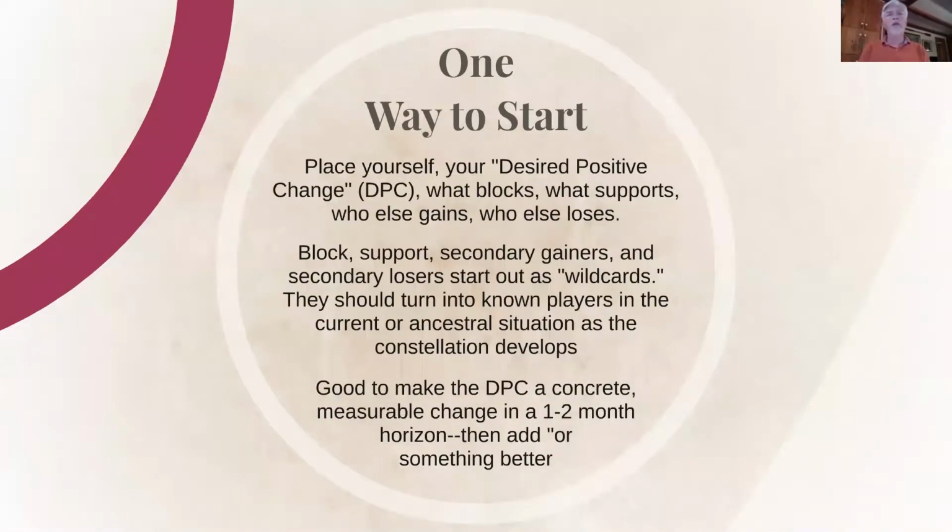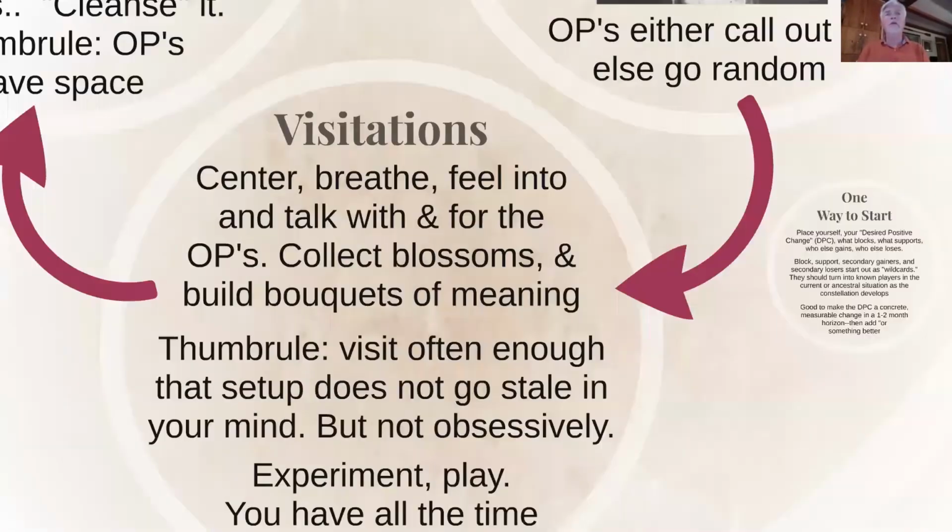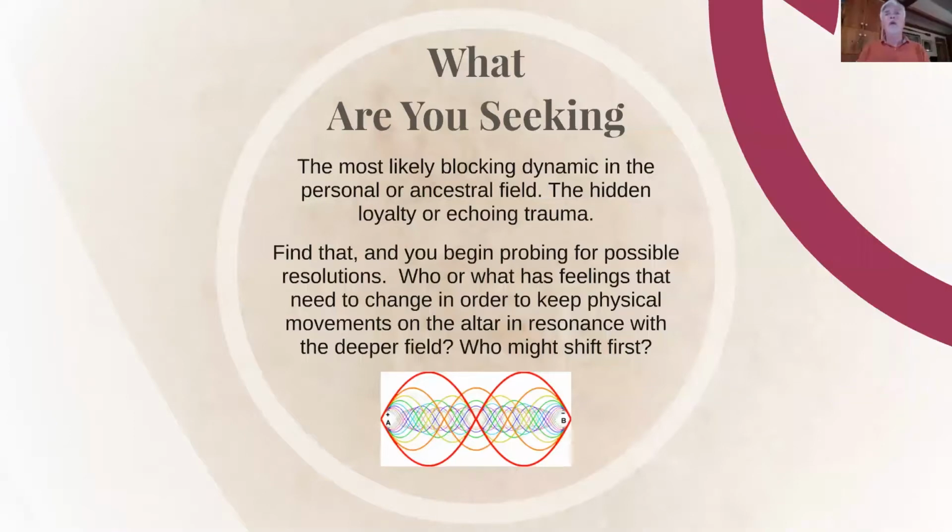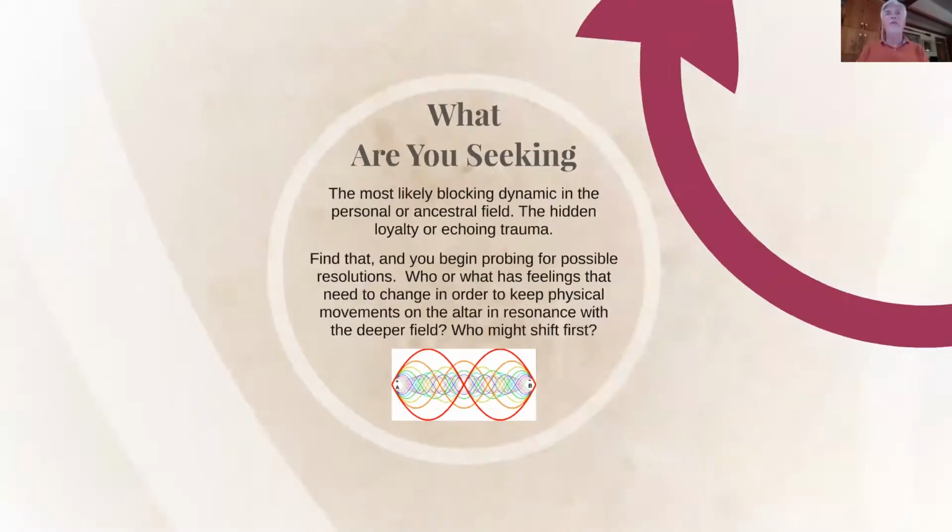I won't say anything about this here, but you can come back and look at it. This is one of the ways to start an altar. What you're looking for with the altar is the most likely blocking dynamic in the personal or ancestral field. And once you've got that, you begin to look for ways to help that system evolve towards a better energy flow.